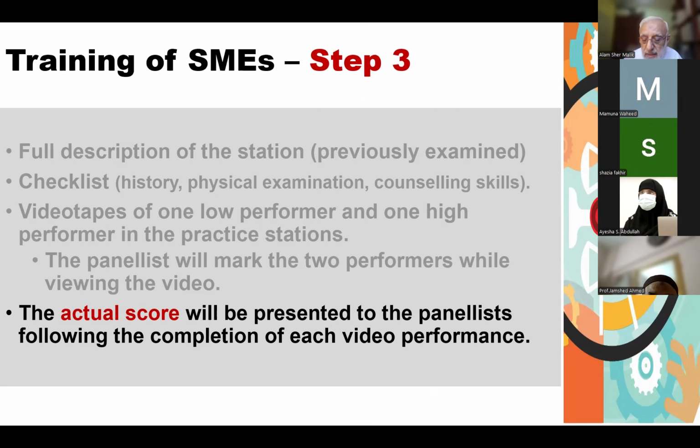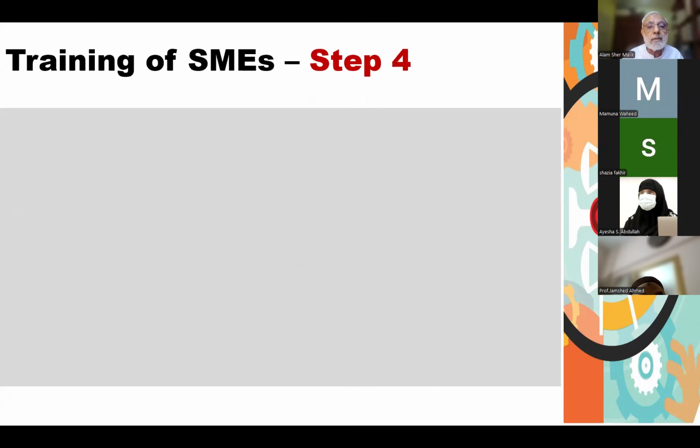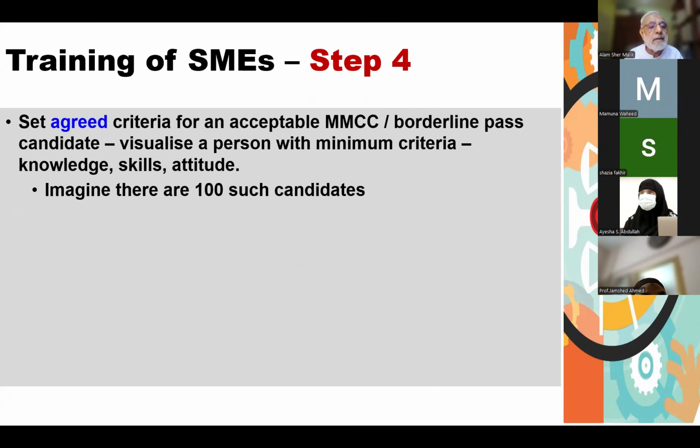So what I'm trying to show you here is the different steps and different methods of training the SMEs, as it is so important that they should have a similar thinking about the level of a minimally competent candidate. The next step is to set agreed criteria for an acceptable minimally competent or borderline pass candidate, and then apply this.